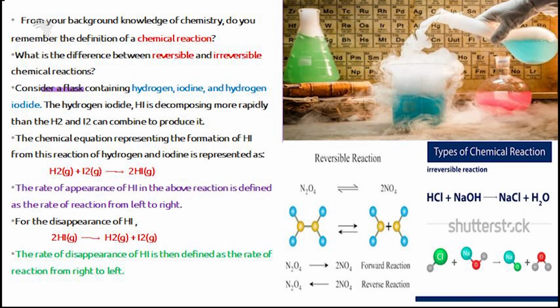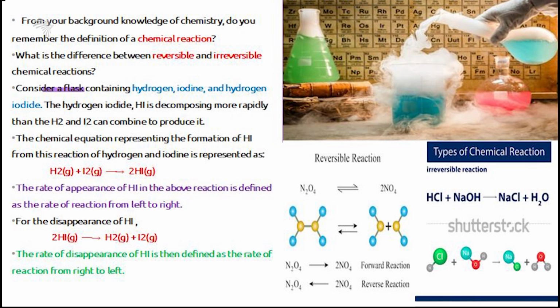A chemical reaction is a process in which one or more substances, also called reactants, are converted to one or more different substances, known as products. So a chemical reaction rearranges the constituent atoms of the reactants to create different substances as products. So this is the mere definition of the term chemical reaction.